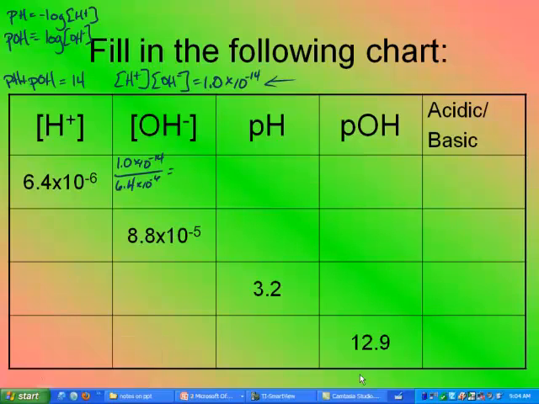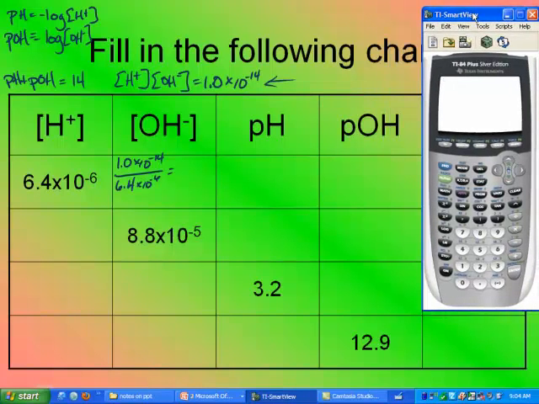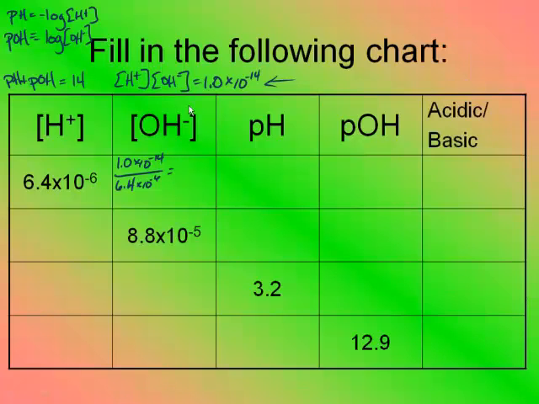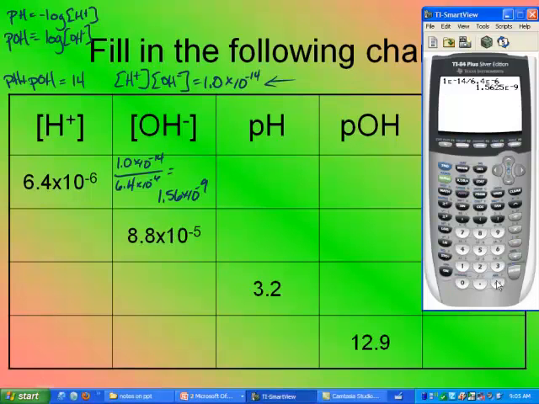Go to my handy dandy calculator. And take 1.0 E negative 14, divided by 6.4 E negative 6. And I get 1.56 times 10 to the negative 9. Okay. Now, since I'm at the concentration of OH minus right now, I'm just going to do negative log of that number. And that's going to give me my pOH, which is going to be 8.81. And I'm going to do 14 minus the pOH to give me my pH, which is 5.19.